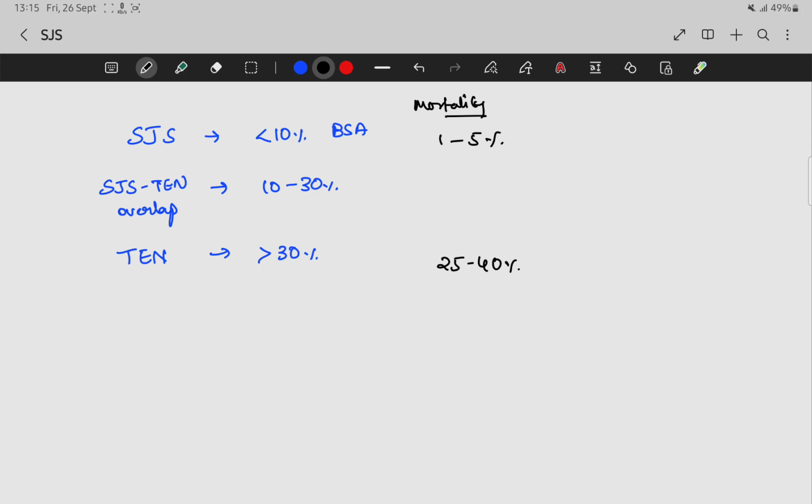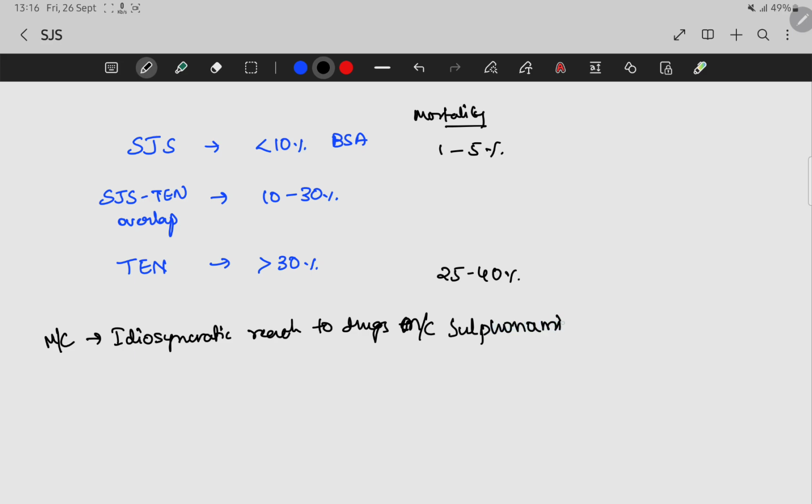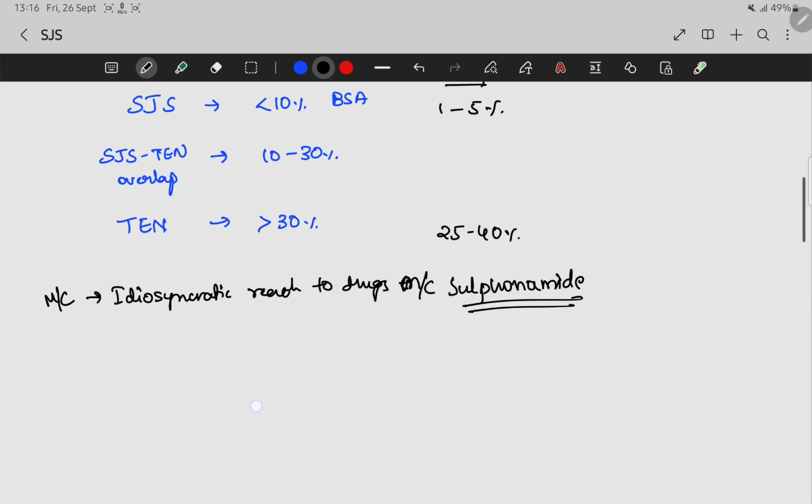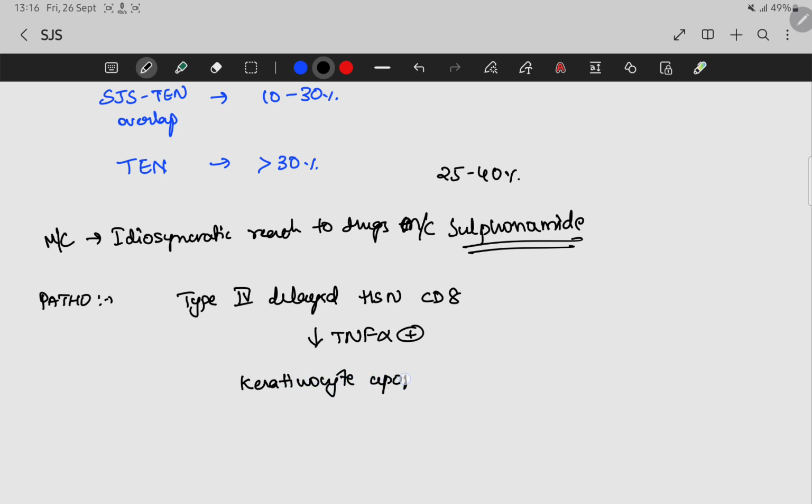The predisposing factor is an idiosyncratic reaction to drugs, most commonly sulfonamides. In the pathophysiology, there is a type 4 delayed hypersensitivity reaction by CD8 cells, which causes TNF-alpha activation, leading to keratinocyte apoptosis and epidermal necrosis.